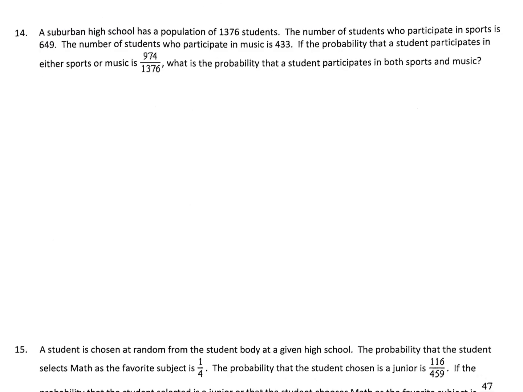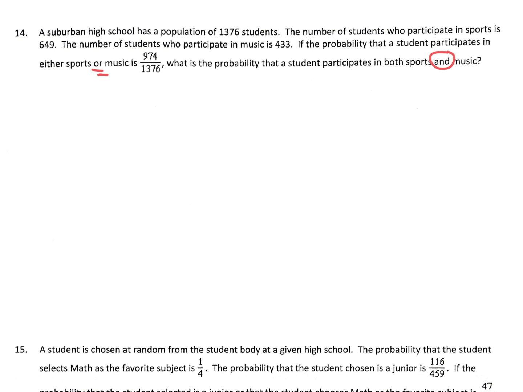All right, so I'm not sure if you've read number 14 yet, but they tell us the number of students in the school, the number of students who participate in sports, the number of students who participate in music, and then they give us the probability that a student participates in sports or music. And they want us to find the and. So you want to find the probability a student participates in both sports and music.